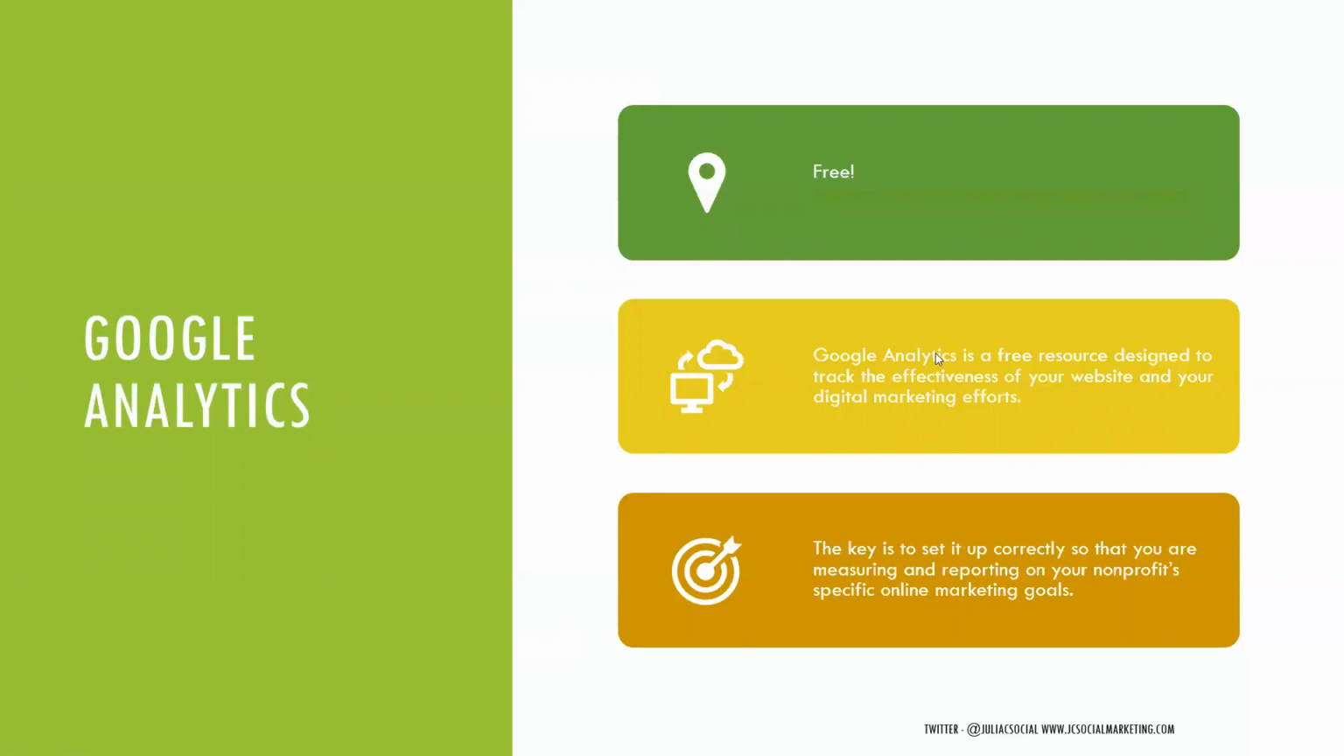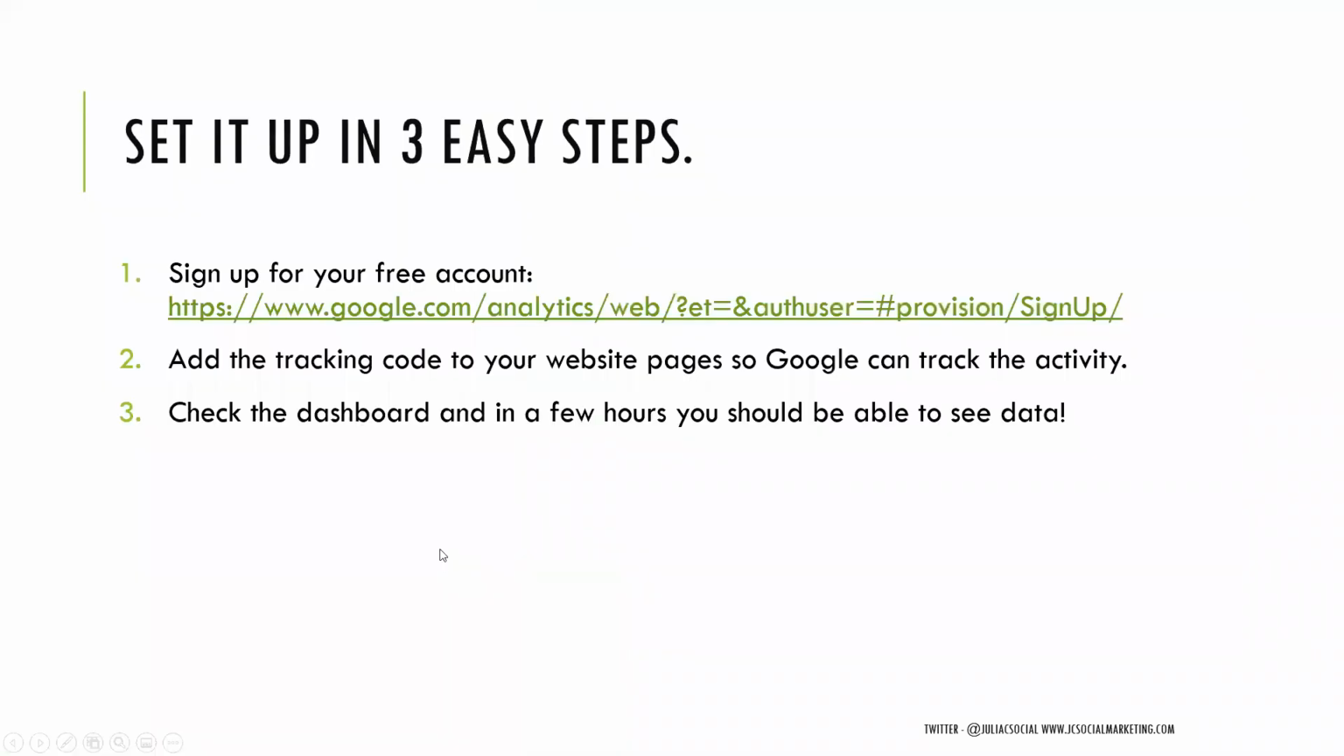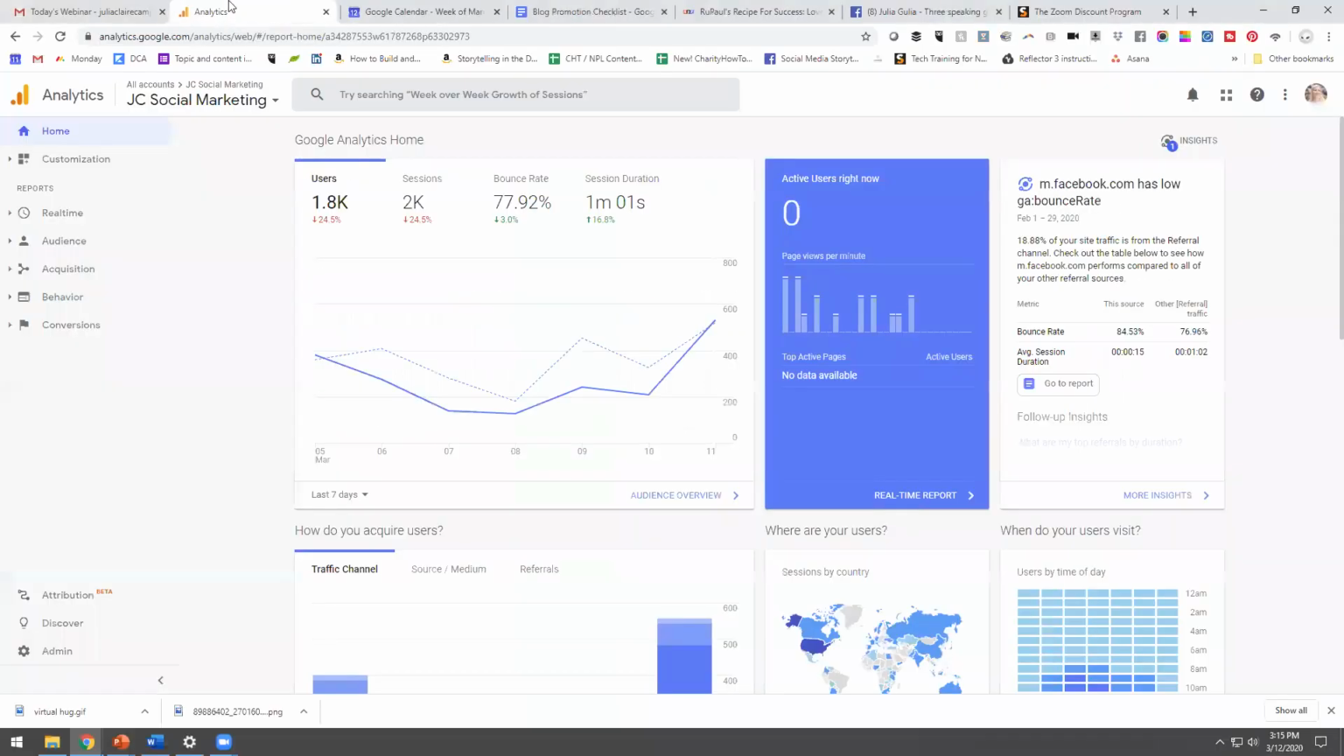So it's a completely free resource, and it's designed to track where people are coming from, what they're clicking on, where they're spending time. The key is to set it up correctly. So you can set it up very easily in just 3 steps. And now this is the back end of mine, and it will tell you active users. It will tell you where people come from.